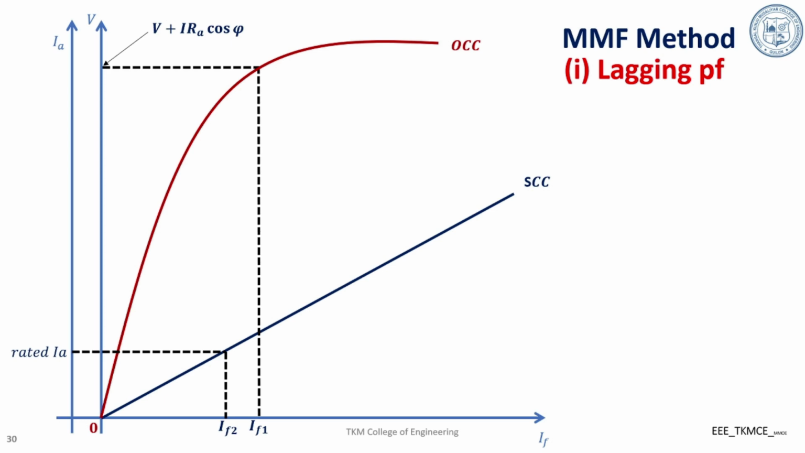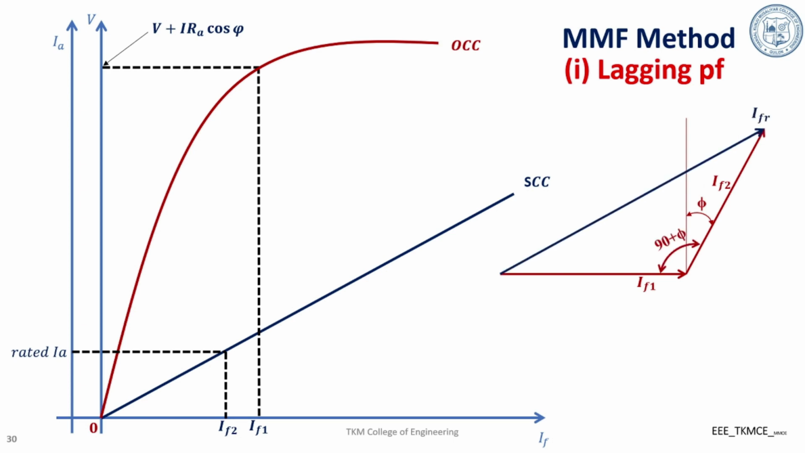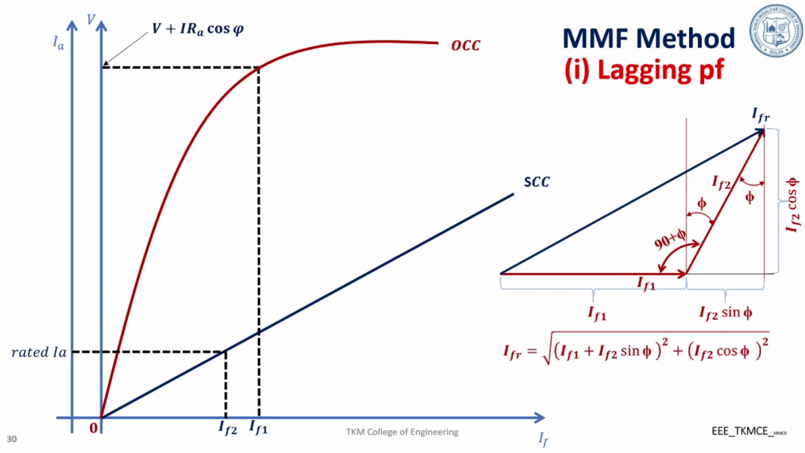After obtaining IF1 and IF2, we need to find the resultant field current. This is IF1 and this is IF2. The angle between IF1 and IF2 is 90 plus phi, and this is the resultant field current. This part is IF1, this part is IF2 sin phi and this part is IF2 cos phi. So IFR is equal to root of IF1 plus IF2 sin phi all square plus IF2 cos phi all square. Simplifying, IFR becomes root of IF1 square plus IF2 square plus 2 IF1 IF2 sin phi.